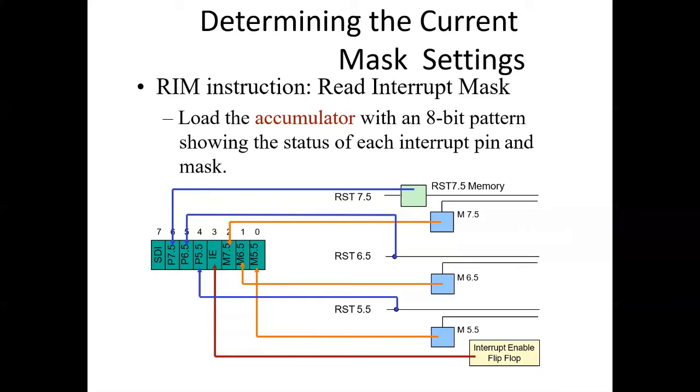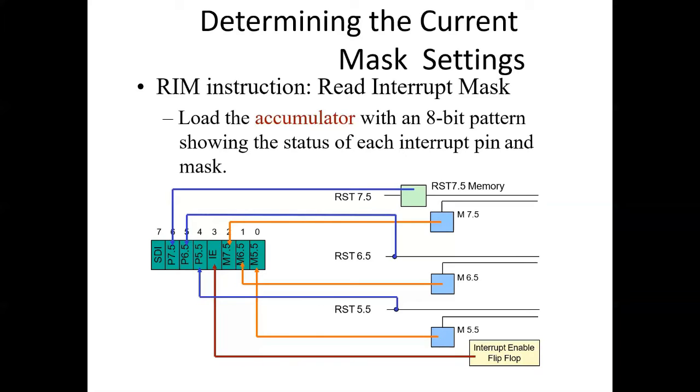Bit 3 of the accumulator provides the status of the IE flip-flop after the RIM instruction is executed. If IE is equal to 1, it means that the interrupt system is enabled. This will be the situation if the EI instruction is executed sometime prior to the RIM instruction. If IE is equal to 0, it means that the interrupt system is disabled.